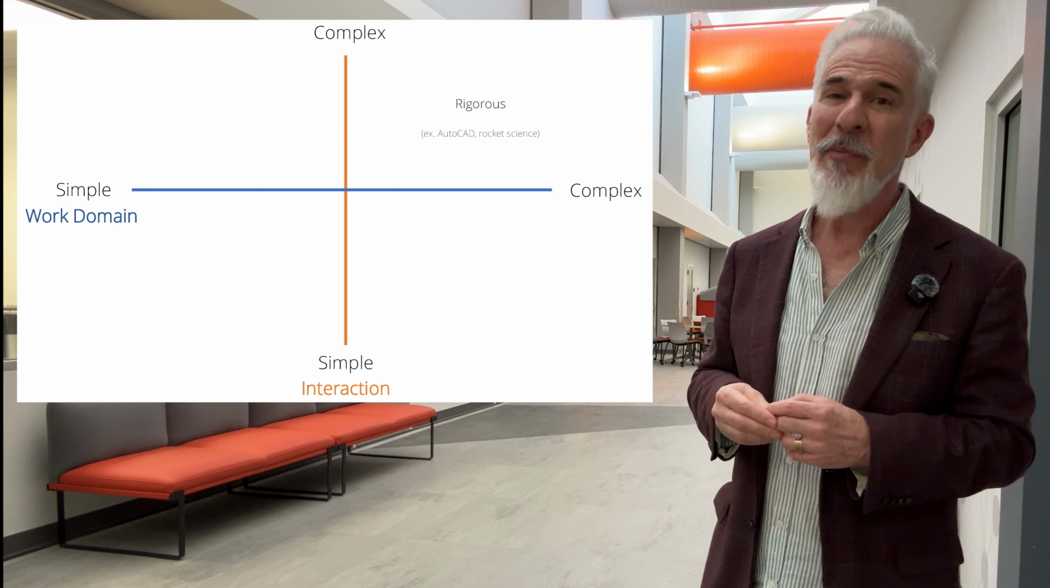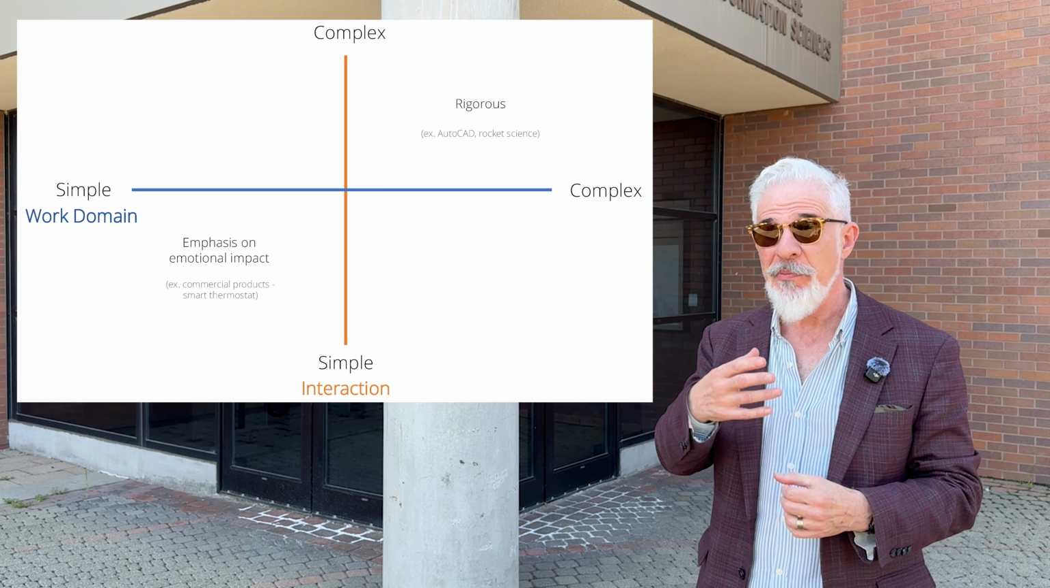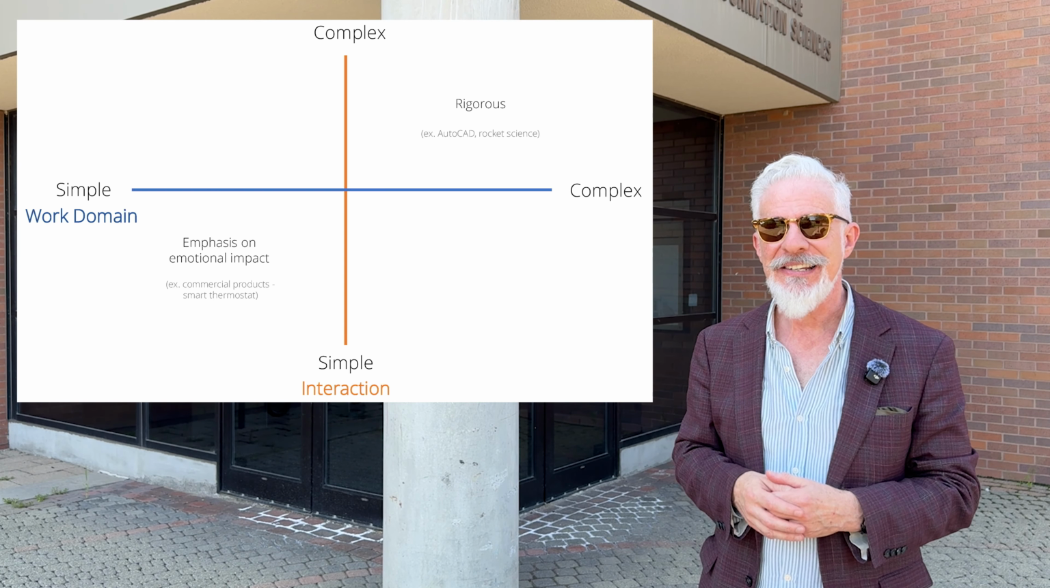it mainly means that we're going to focus a little less on rigor and we're going to place more emphasis on emotional impact. So it has to be fun to use and engaging. And so we'll prioritize ease of use and aesthetics. So for these systems, the Agile process could work pretty well with a focus on design.